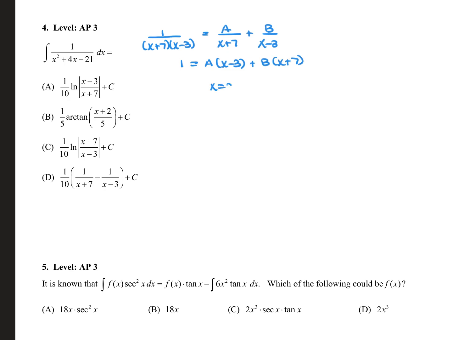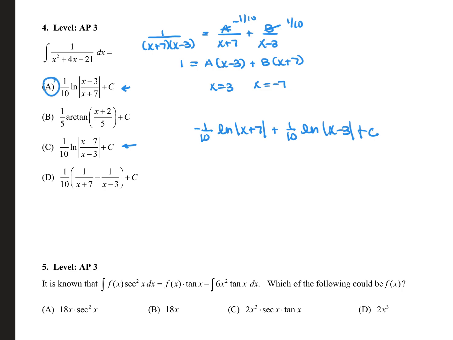Picking some values of x. So if x is equal to 3, I know that b is going to be 1/10. If x is equal to -7, a is going to be -1/10. So we're going to have -1/10 the natural log of x plus 7, plus 1/10 the natural log of x minus 3. So if I think about combining my logs, I know it's going to either be a or b, and the one that's positive is x minus 3, so that's the one that's going to be on the top, so it's a.